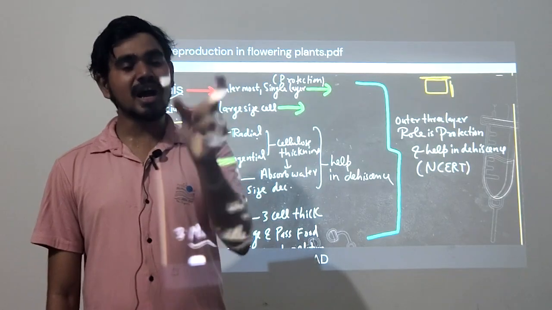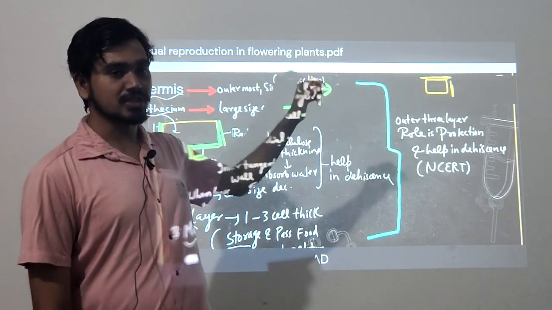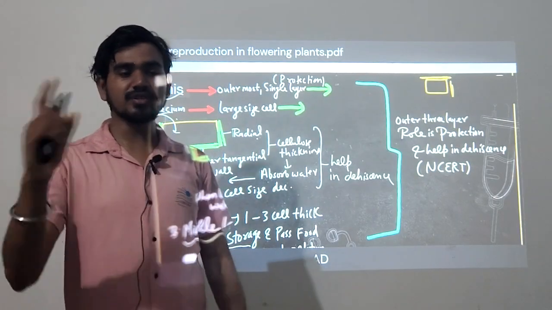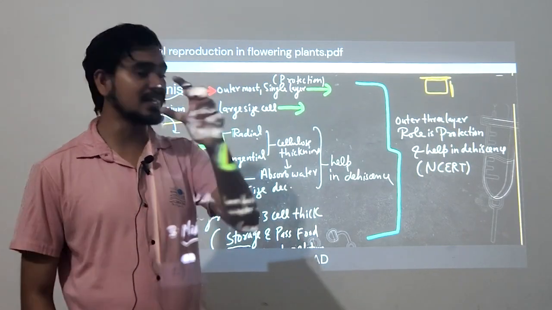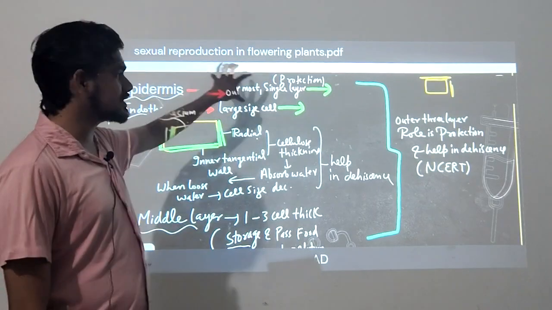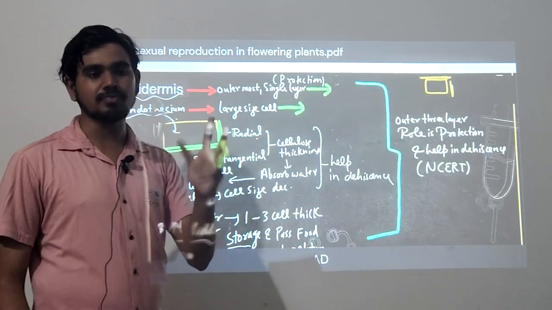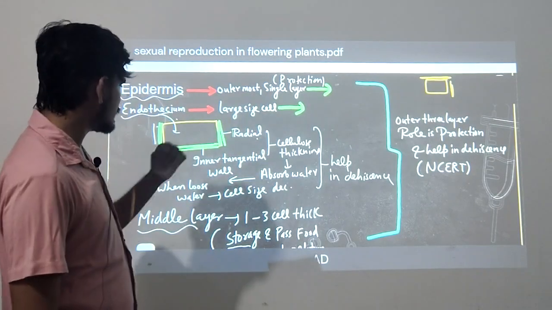But remember, if they ask you individually which one is responsible for protection, the answer is the epidermis. Which one is responsible for helping dehiscence? That is the endothelium. So if they ask you particularly, answer this way, and if they ask you collectively, then all three layers help in protection and help in dehiscence.